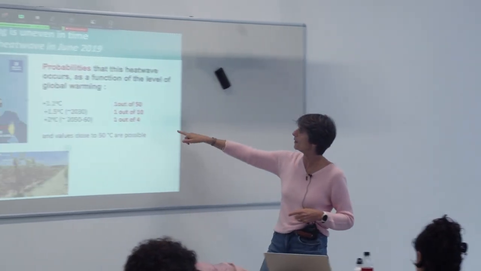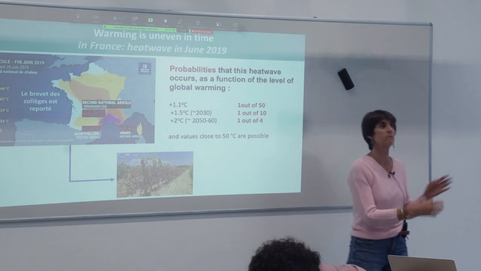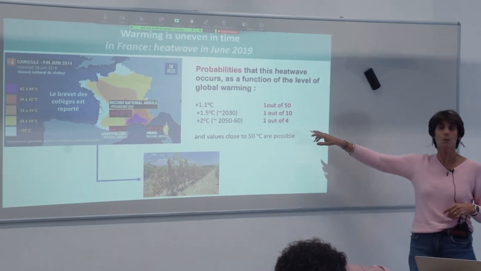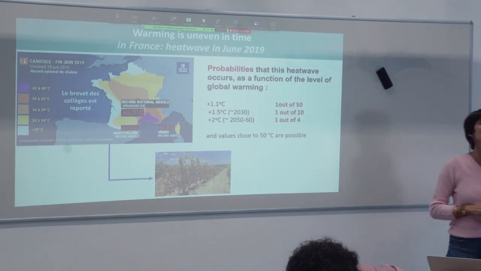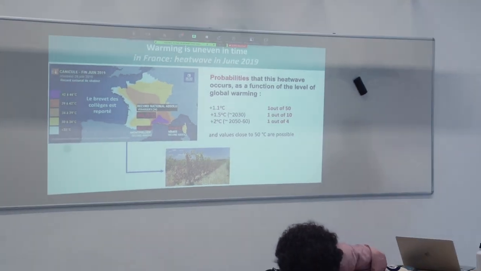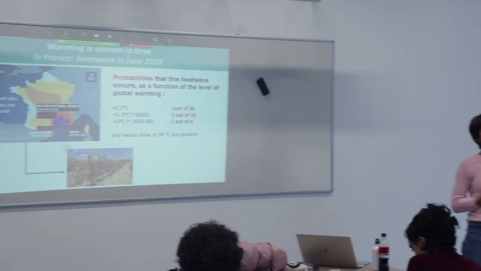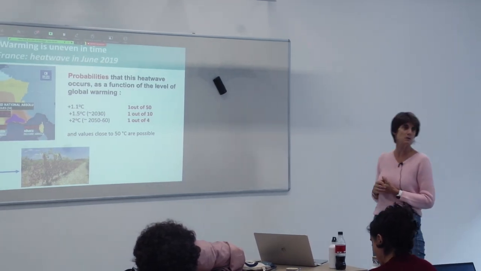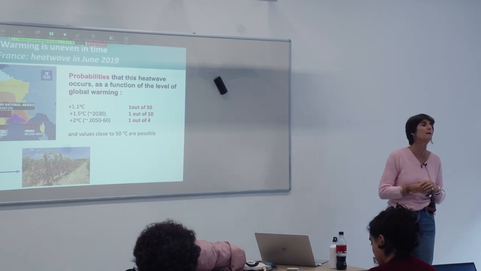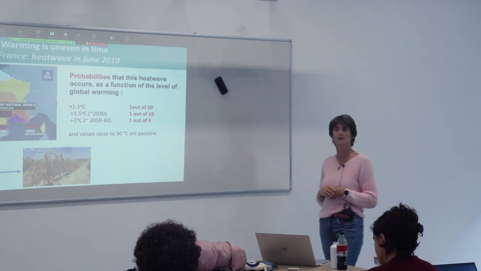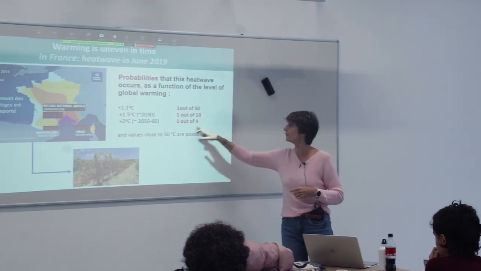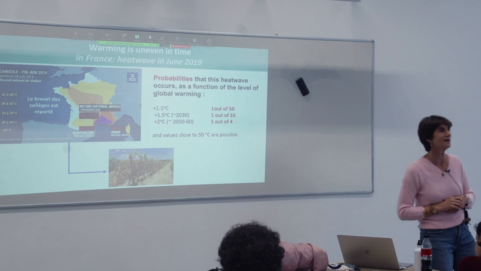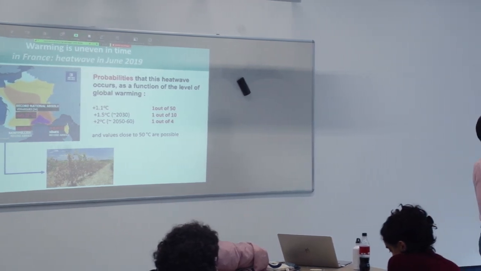If we reach 1.5 degrees C of global warming, which will be by 2030 at the latest, the probability to get another such heat wave is 1 out of 10. And if we move to 2 degrees C, which we will probably meet by 2050, then the chance to get such a heat wave, or mischance, is 1 out of 4.